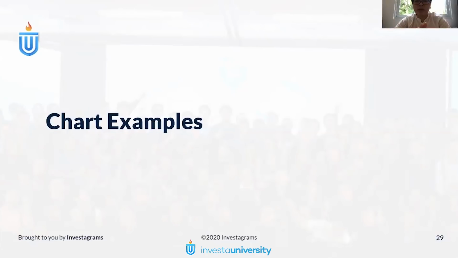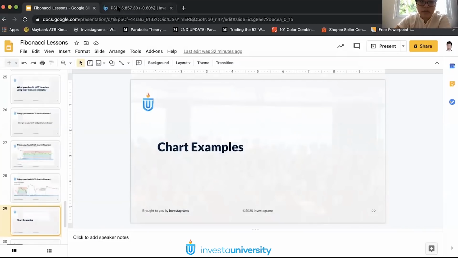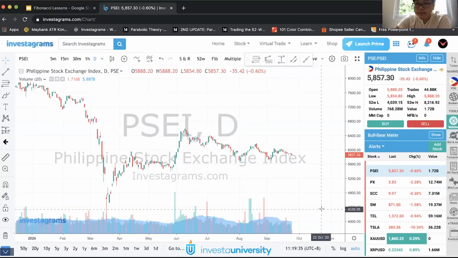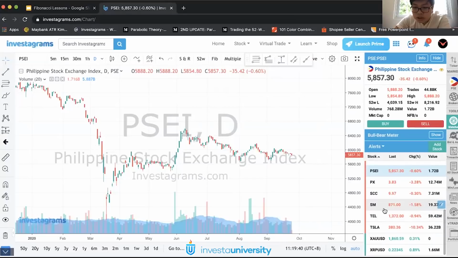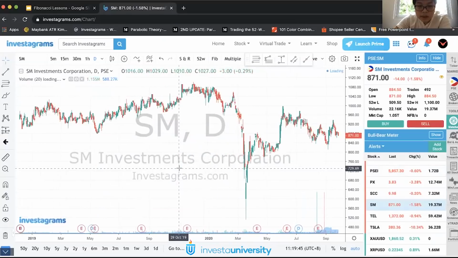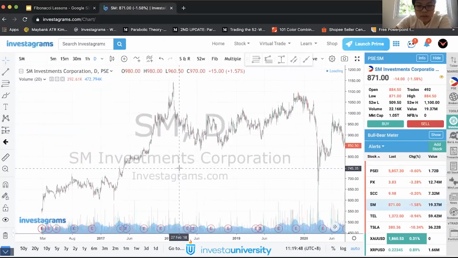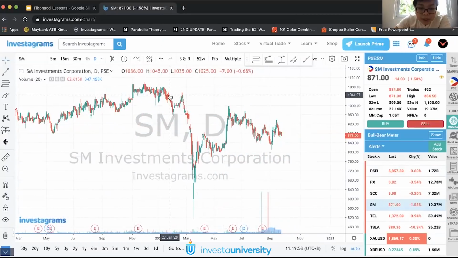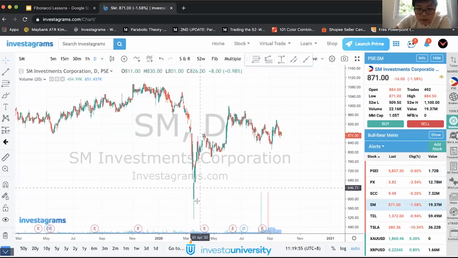So, ngayon, pakitaan ko kayo ng chart examples para makita natin paano nga ba talaga siya ina-apply. So, punta tayo dito. So, yun, medyo red si PSEI today. So, hanap tayo ng stock na alam ng lahat. So, for example, si SM. So, zoom out tayo. Okay, so may makikita tayong good trend dito.